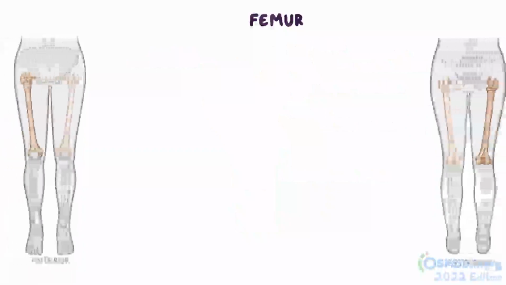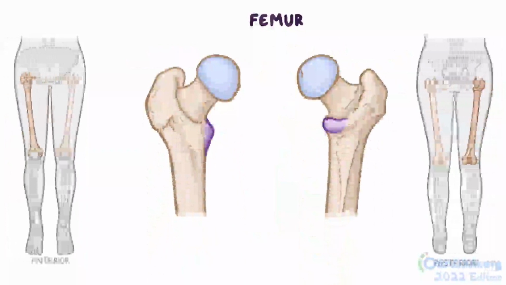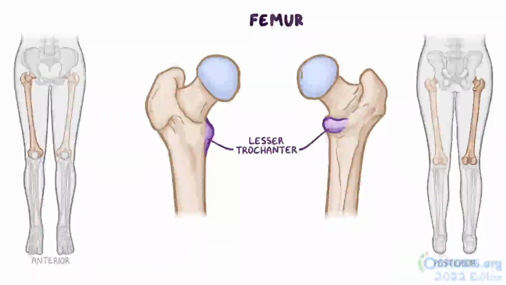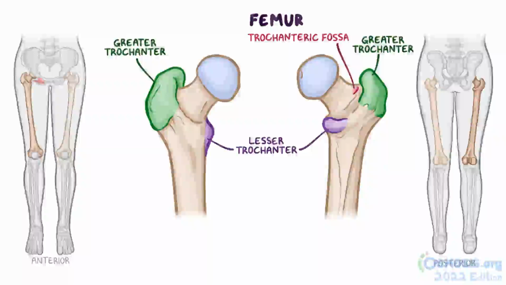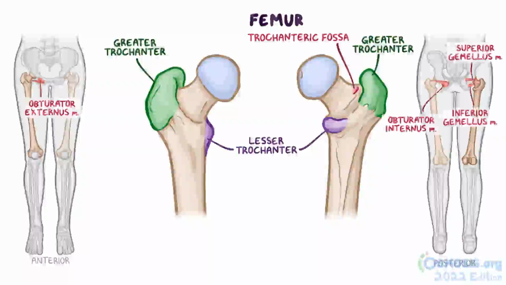Now, at the junction between the femoral neck and shaft, there are two large bumps called trochanters. The lesser trochanter is situated medial and inferior to the junction, and is where the iliopsoas attaches. Lateral and superior to the junction is the much larger, greater trochanter, where the abductor and rotator muscles of the thigh attach. At the base of the greater trochanter, there's a deep depression called the trochanteric fossa, which is where the tendon of the obturator externus muscle, obturator internus, and the superior-inferior gemellus all insert.